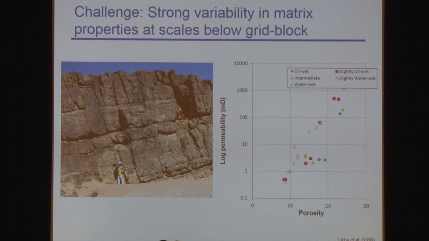And we have about three to four orders of magnitude variation in permeability, and we have everything from oil wet to water wet rocks. So extreme variations in matrix properties over short scales.